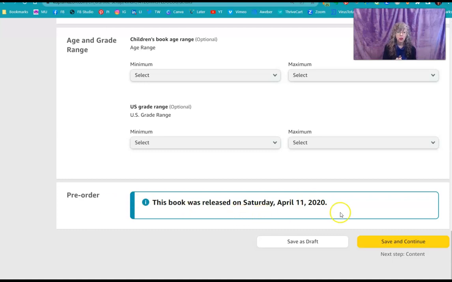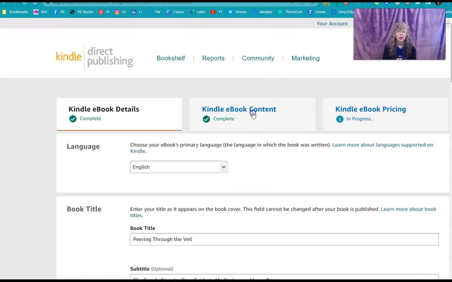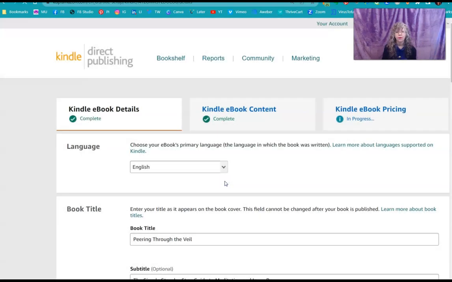I didn't really change anything, so I'm just going to hit save and continue. I actually think that I can go here because I didn't change anything, and I can continue without saving. So like I said, there's 3 different pages of information. All right.